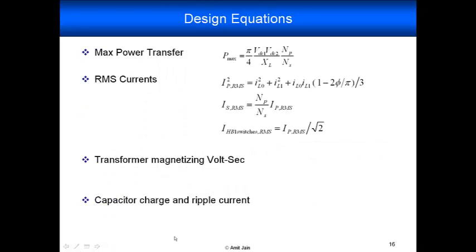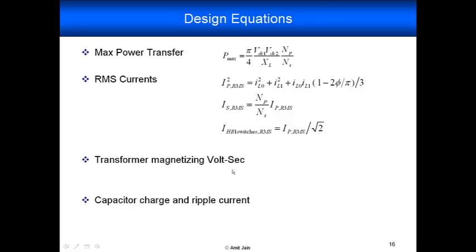I just listed some of the design equations. Maximum power transfer, which you can derive from the power transfer equation you saw earlier, and the RMS current in the primary and secondary, again you can derive these from the waveforms. These are useful to compute the conduction loss in the switches and the transformer windings.